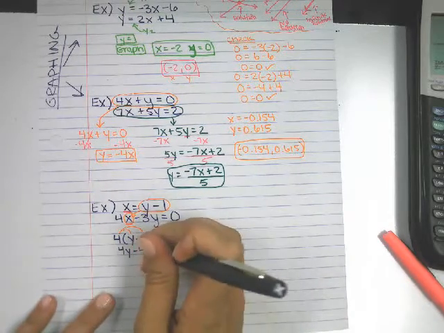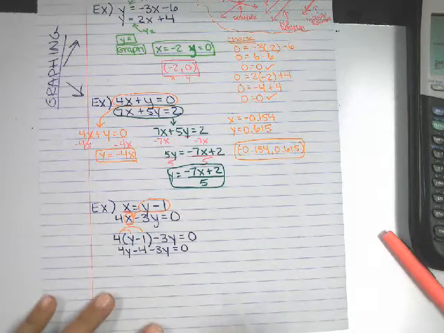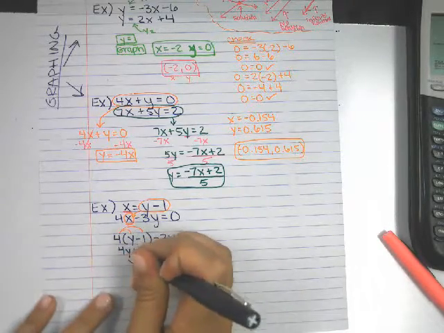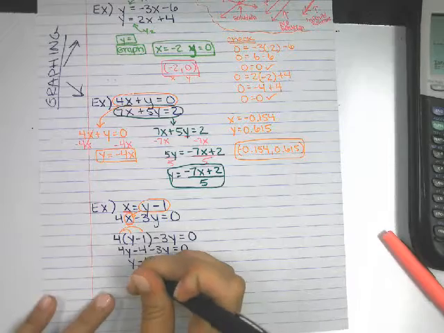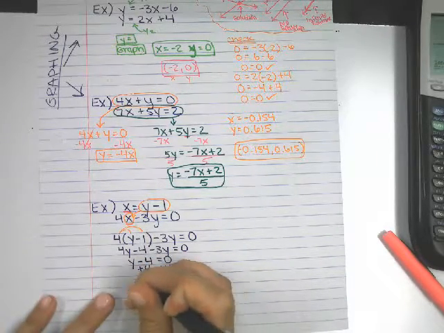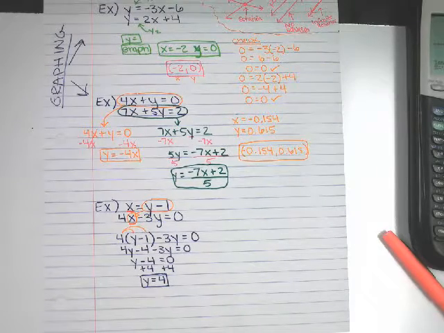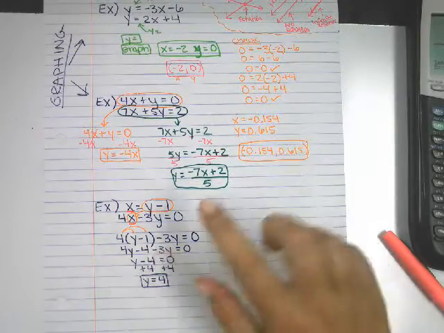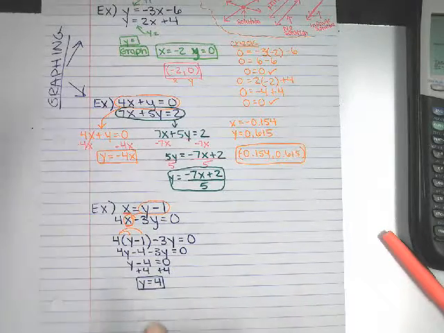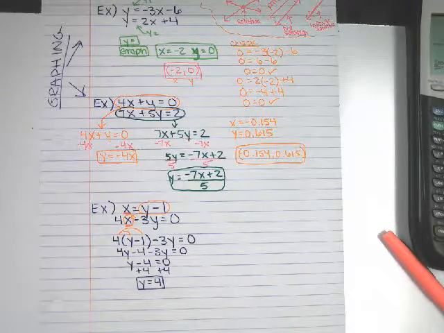So we distribute the 4. Combine our like terms. 4y minus 3y is y. And then add the 4 over. So y is 4. Up above in our first and second example, we had an x and a y value. But all we've found here so far is our y value. We have to take that and plug it back in order to find the x value.